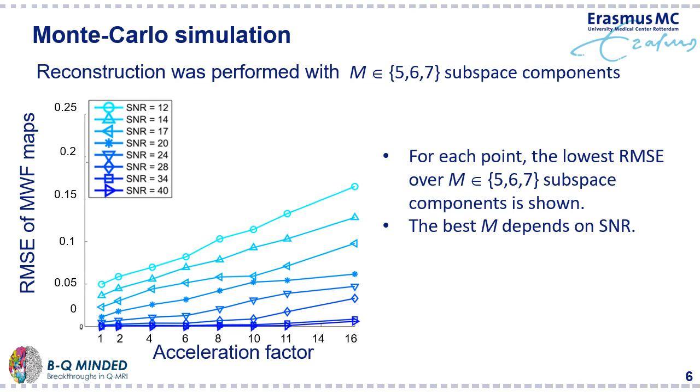The reconstruction was performed using three different numbers of subspace components. Generally, low SNR cases are reconstructed better with a lower number of subspace components. The graph shows the best results among the three subspace components used during the reconstruction.